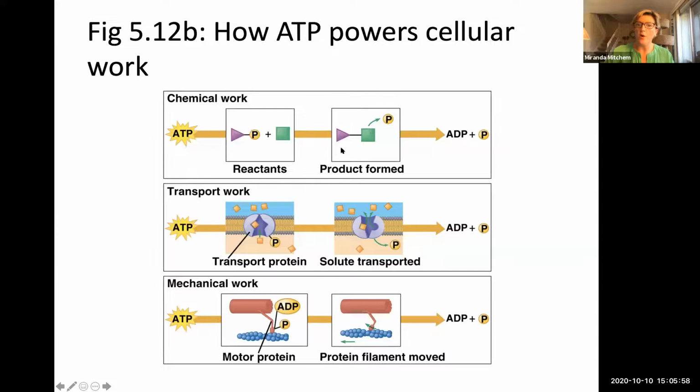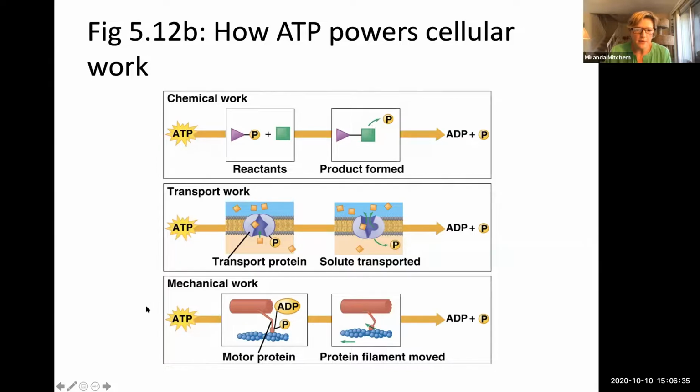So an example of what we just looked at with the hydrolysis of ATP is a good example of chemical work, any type of chemical reaction that is involved in energy. So we have our reactants and our products. Looking now at the example of transport work, we have a transport protein that is using energy from this phosphate group that came from the hydrolysis of ATP to power the movement of the solute molecule against its gradient.